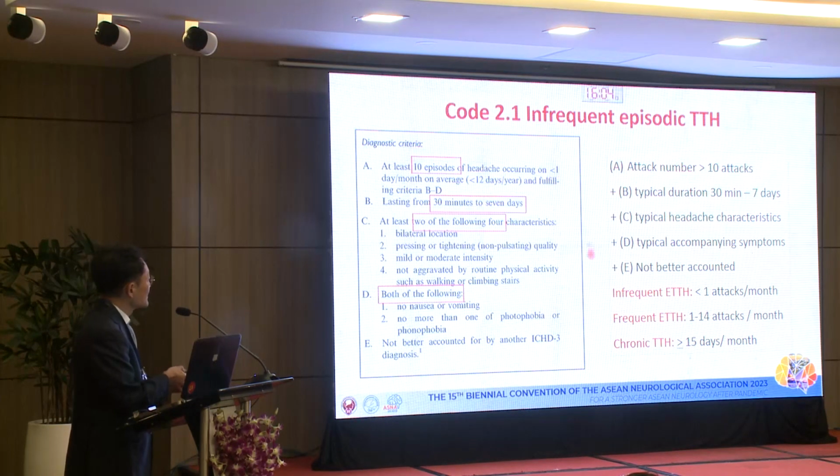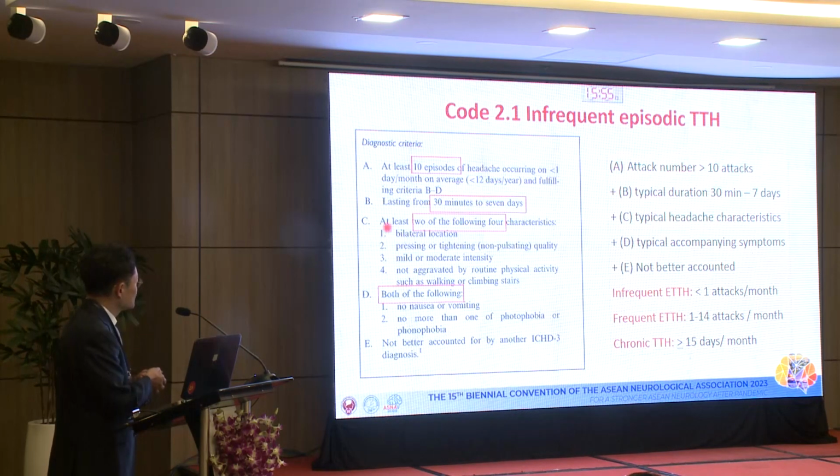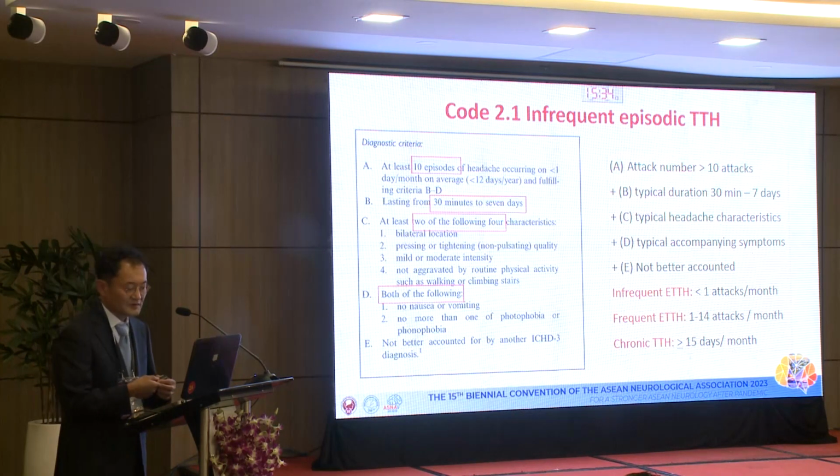A, attack number more than 10 attacks. B, typical duration 30 minutes to 7 days. C, typical headache characteristics, 2 of the following 4: bilateral location, pressing quality, mild or moderate intensity, not aggravated by routine physical activity. D, typical accompanying symptoms, both of the following: no nausea or vomiting, and no more than one of photophobia and phonophobia. Tension-type headache is also subclassified into infrequent episodic, frequent episodic, and chronic tension-type headache.